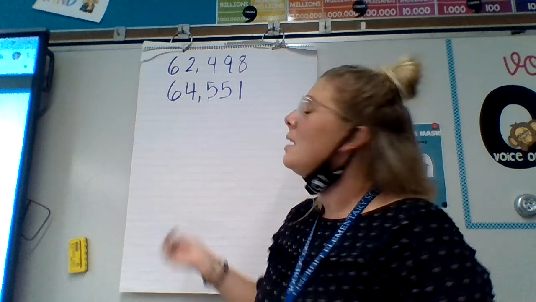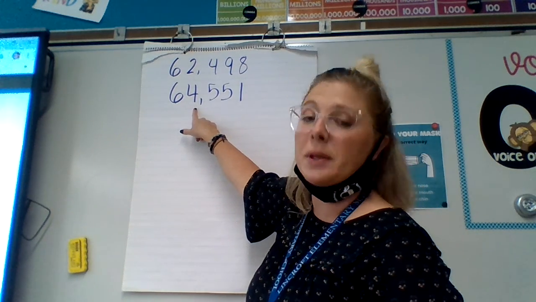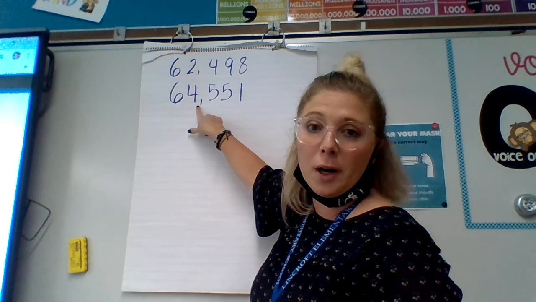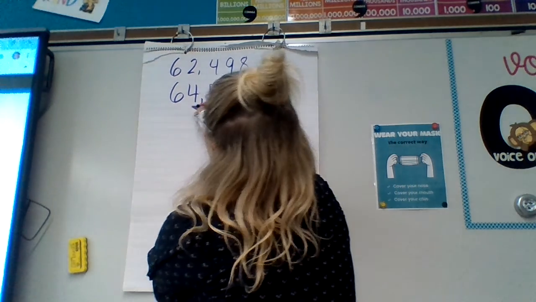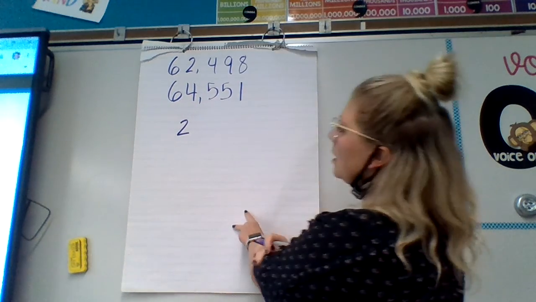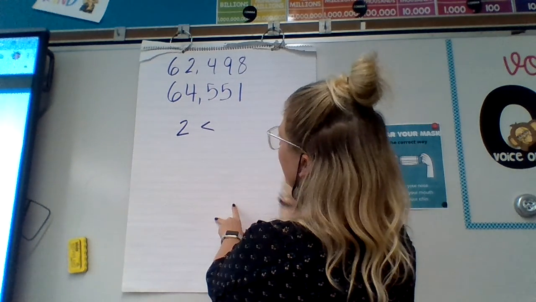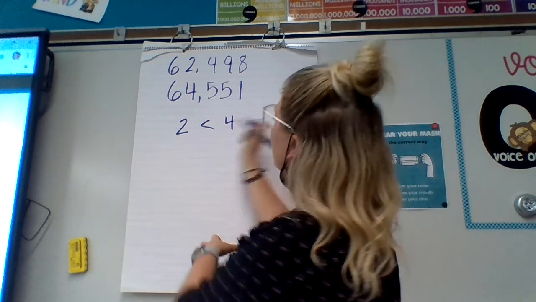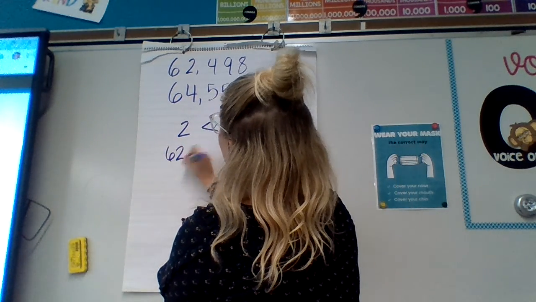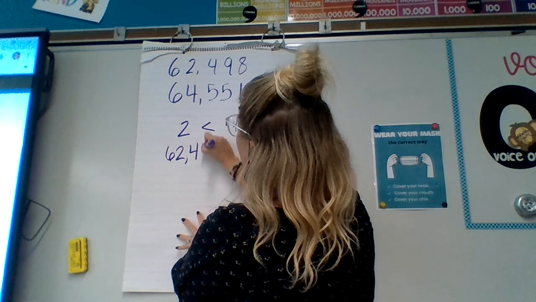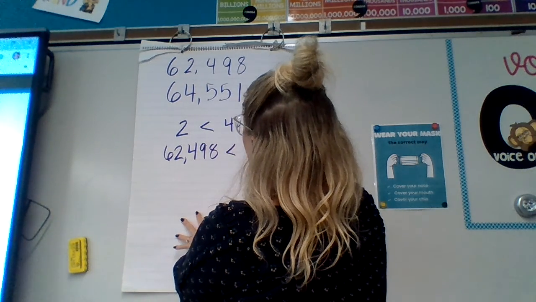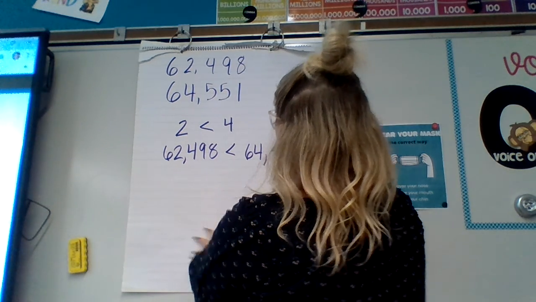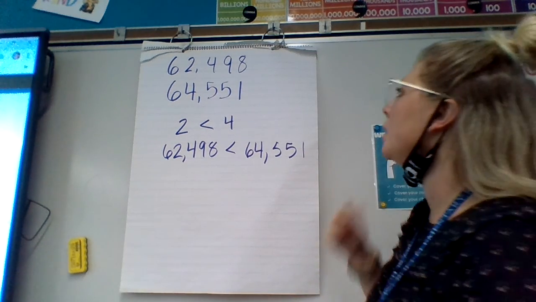They're the same. Now I'm going to go over to my next largest place, which in this case is the thousands. I have a 2 and I have a 4. Well, I know that the digit 2 is less than the digit 4. So in this case, 62,498 is less than 64,551.